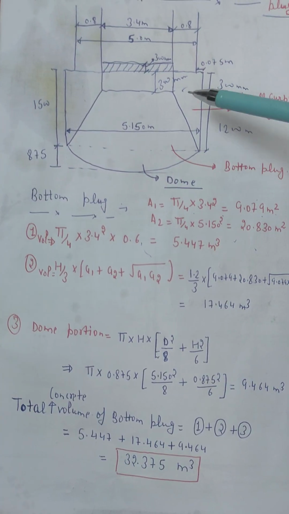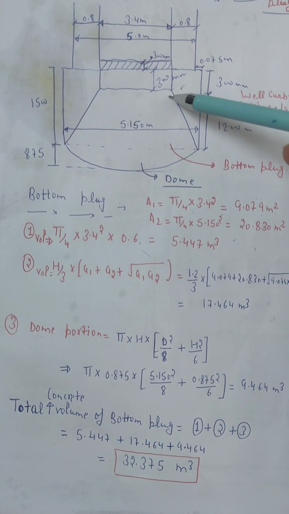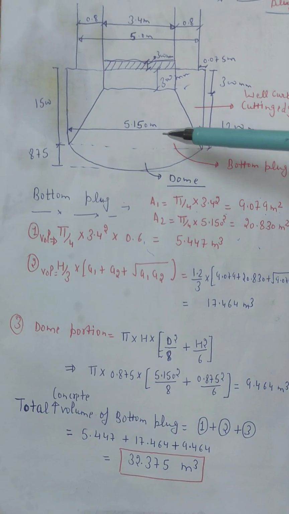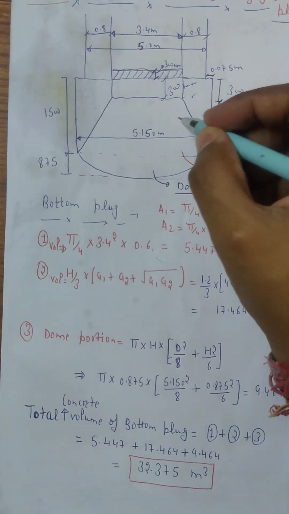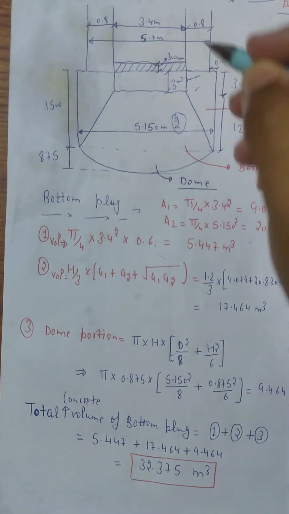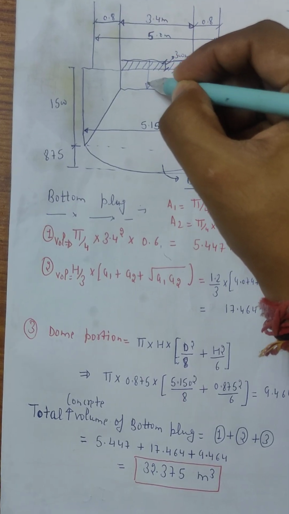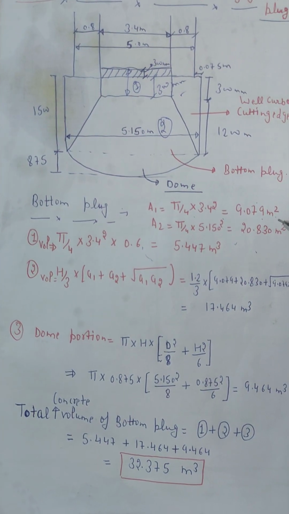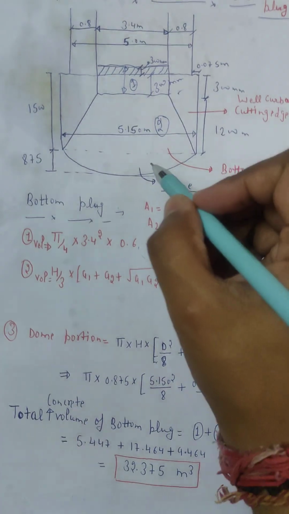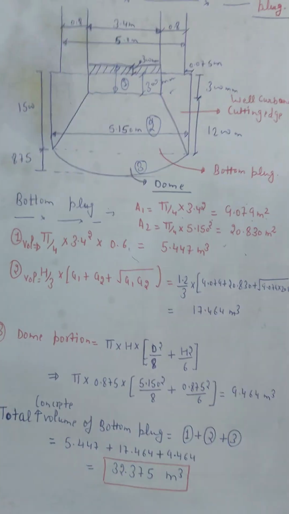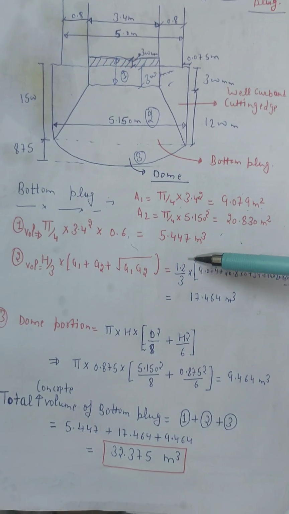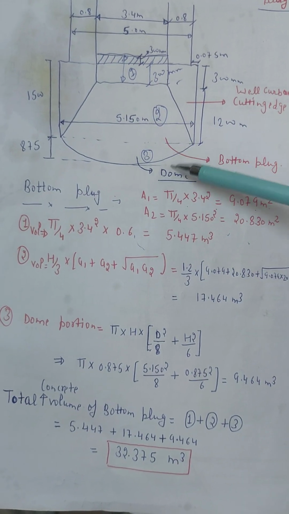Now we have to calculate the bottom plug quantity of the second portion, which is this portion. I have just marked this as second and this portion as first part. And this dome part I have included as third part. Now we have to calculate the second part, volume of concrete.